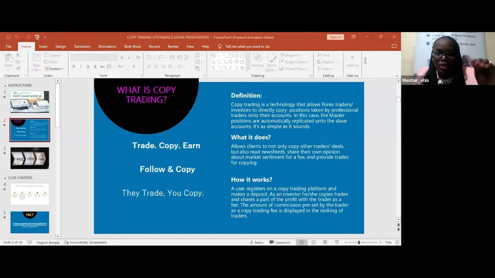So when you're copying someone, that person is the master, and you become, it's not a nice term, but just to define it and to explain more about it, probably I can use the trader and the investor in this category. What copy trading does is allow clients to not only copy the trader's deals, but also to read the news feeds, share their own opinions about the market sentiment for a fee, and provide the trades for copying. And probably you're wondering how it works.